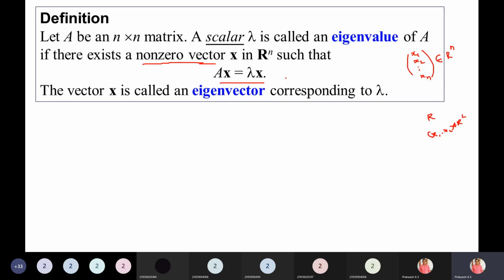Together the eigenvalue and eigenvector definition exists. So for the matrix A, if it satisfies this with a non-zero vector x and the scalar lambda, then we call lambda an eigenvalue of the matrix A, and x the eigenvector of the matrix A. The vector x is called the eigenvector corresponding to lambda, very important. So for this lambda, this is the corresponding eigenvector.